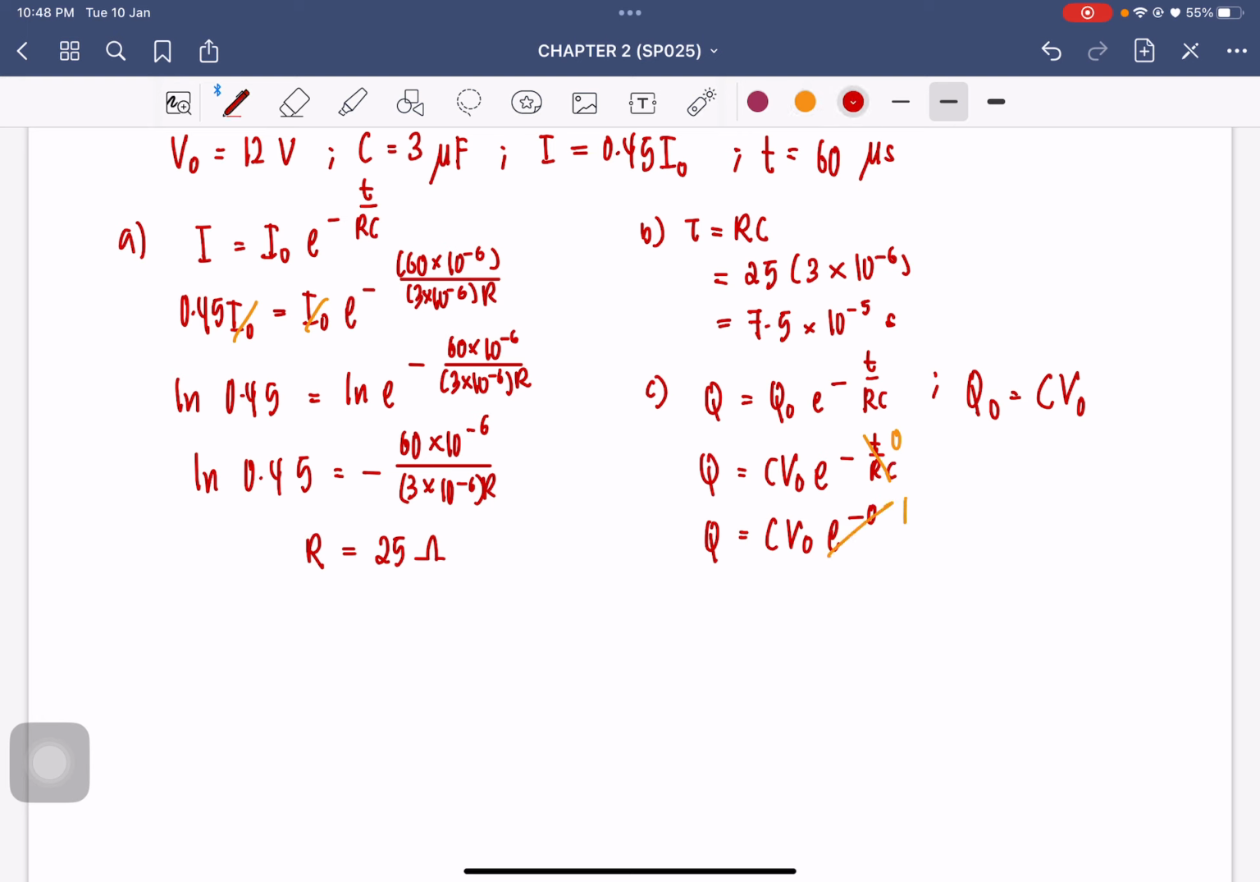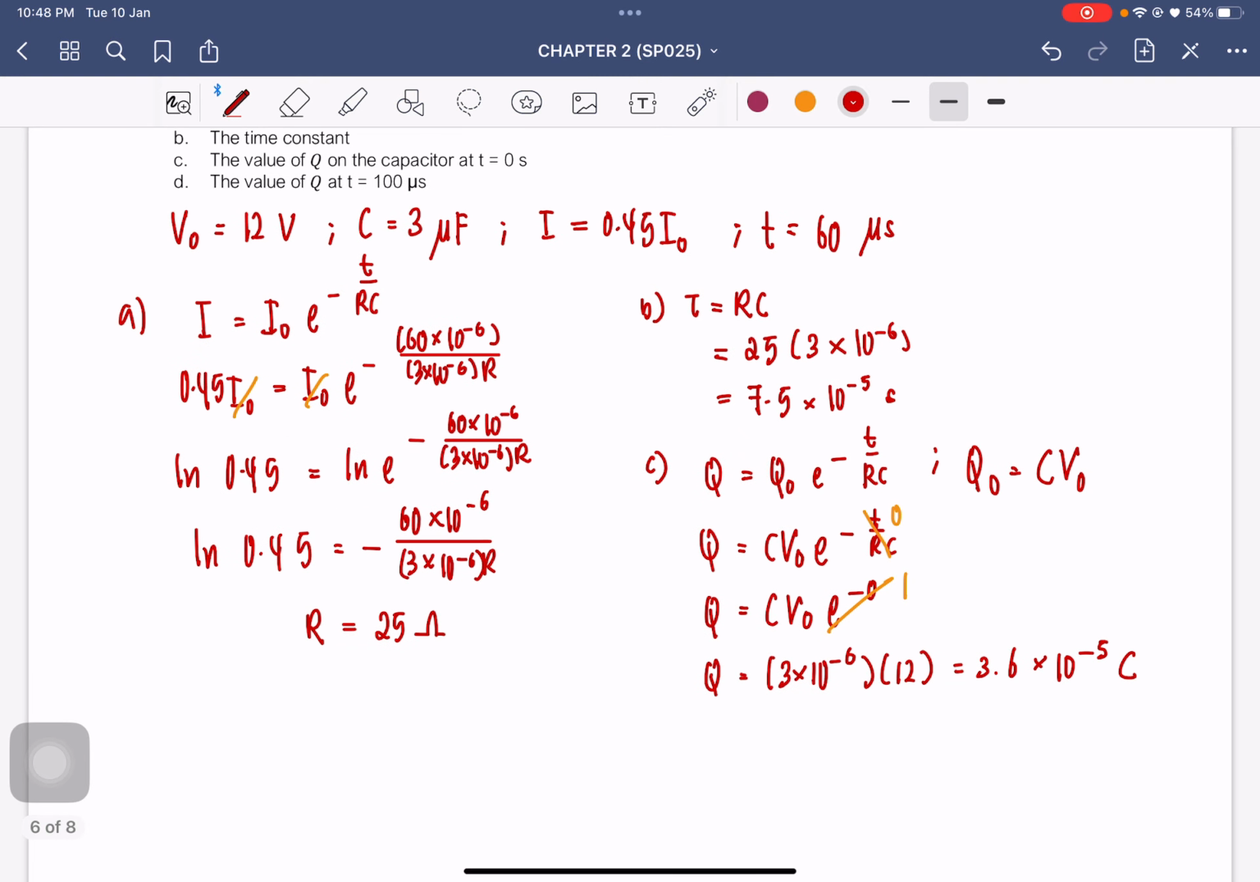Alright, so sekarang kamu boleh substitute sudah lah. C is 3 times 10 negative 6. V is equal to 12, which will give you the charge at t equal to 0 to be equal to 3.6 times 10 negative 5 coulomb. Okay, so that is the value of charge lah.